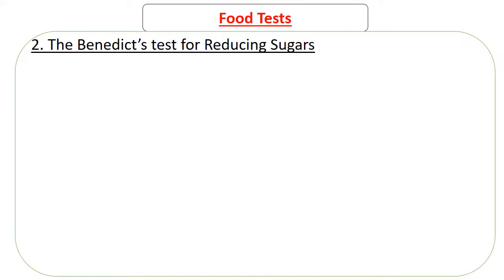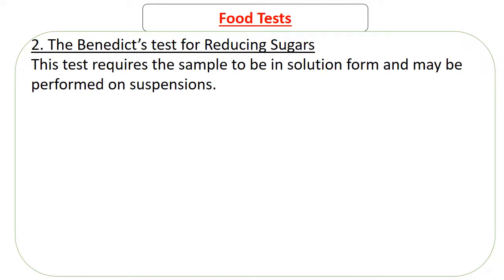Non-reducing sugars is a different nutrient from reducing sugars. So if you test for reducing sugars and you discover that your food sample does not have a reducing sugar, it may have other nutrients such as starch, proteins, but it doesn't necessarily imply that there is non-reducing sugars. So how do we test for reducing sugars and how do we test for non-reducing sugars? The procedure is nearly the same, but anyway, let's start with the test for reducing sugars.